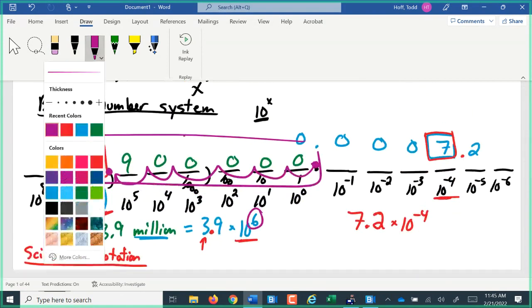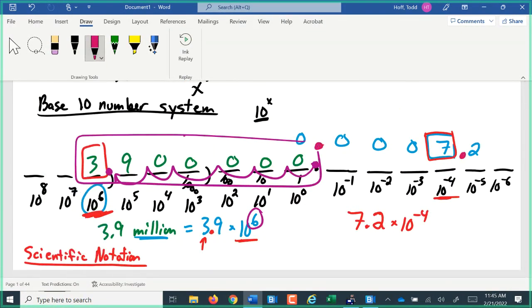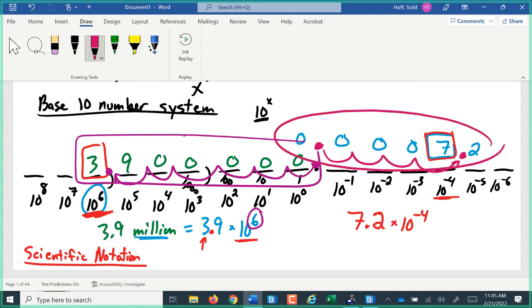For 0.00072, the decimal point started right here, and it needs to end up down here. So it had to go 1, 2, 3, 4 spots. That's how we got the 4 on the 10, but this was a small number. It was smaller than 1, so that meant it was in the place values that are negative powers of 10. That is a 10 to the negative 4.